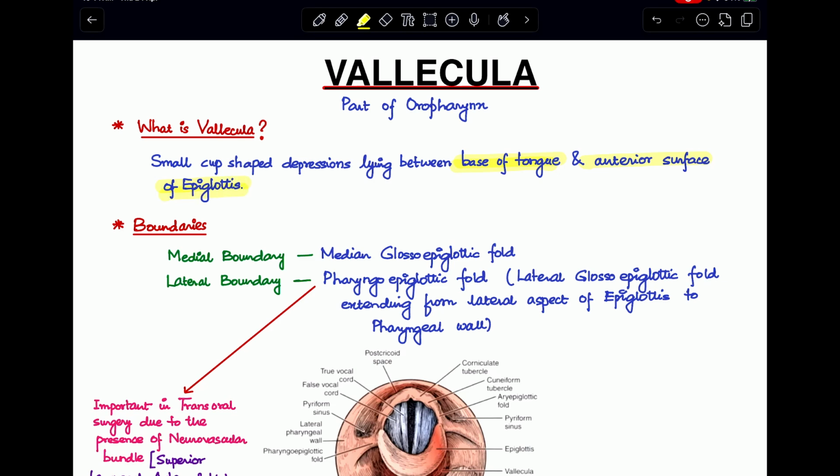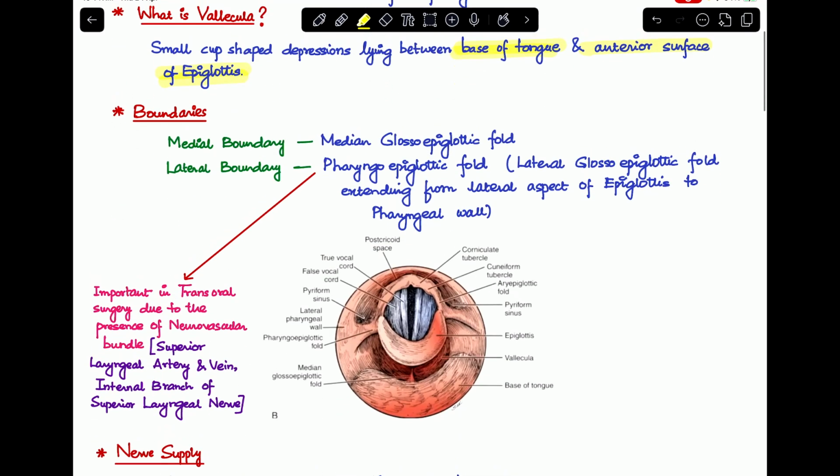surface of the epiglottis. If you see in the picture over here, this is the base of tongue and this is the epiglottis. The region that you see that lies between them is the vallecula. So this is the vallecular region.